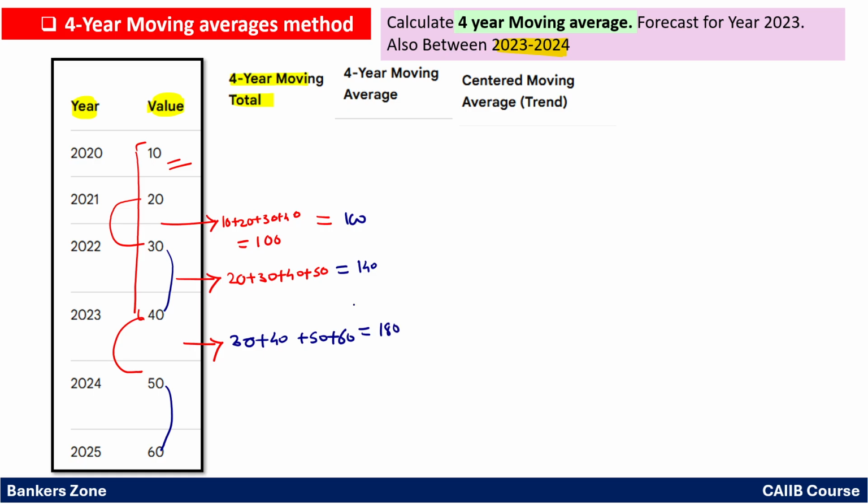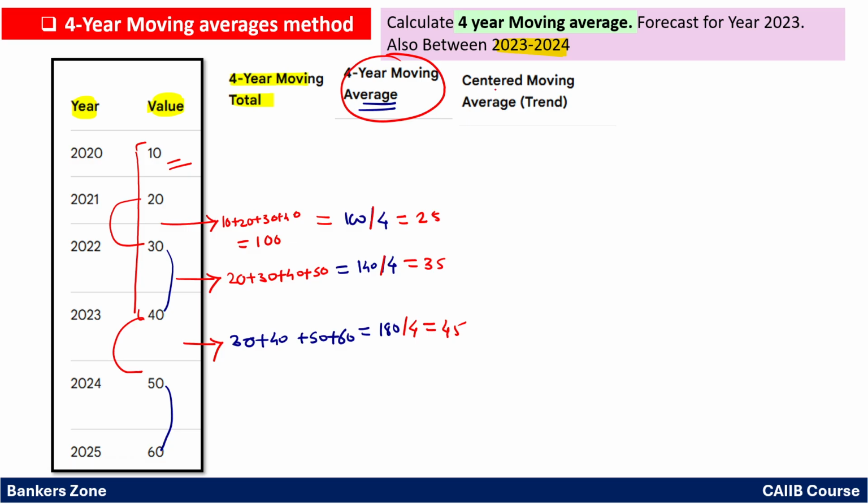right? So once you find the total, you have to find the average. How to find the average? Divide each value by 4. Why? Because you have added 4 values. So here you will get the 4-year moving average. The first value you will get is 25, the second value is 35, and here you will get 45. So these are the 4-year moving averages.